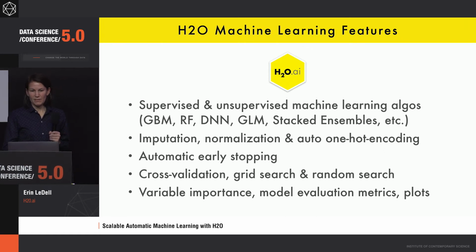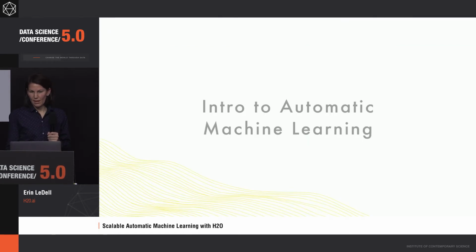And then we have everything that goes along with machine learning, like cross-validation, grid search, random search, variable importance, evaluation metrics, and plots. So basically anything that you would need while you're doing machine learning, we try to stuff inside the H2O library. Okay, so that's just a very brief overview of what H2O is.